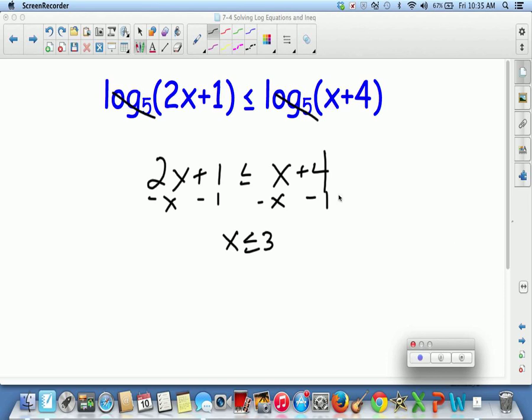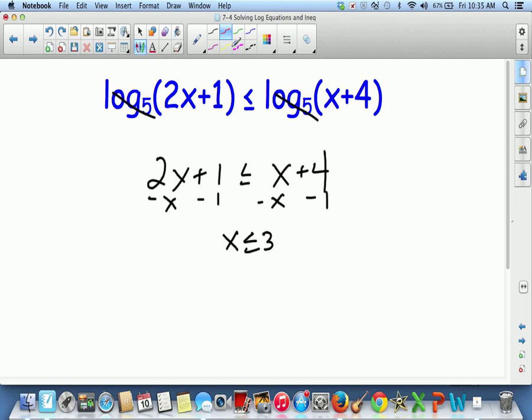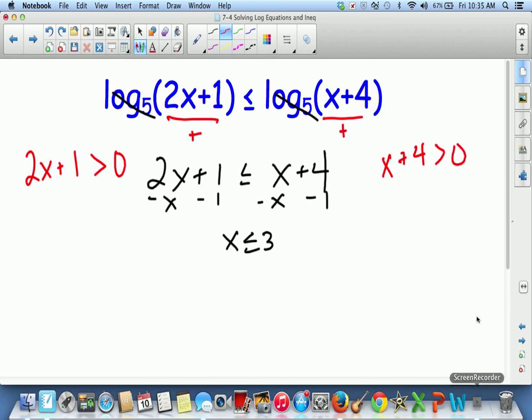So you should get x is less than or equal to 3. But we're not done here. You gotta plug it back in. But wait, there's more. You gotta have these be greater than 0, your A's, because we want them to be positive. So go ahead and do that and see which one you're going to use.